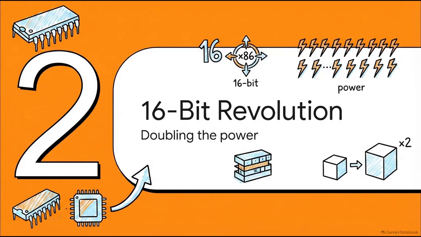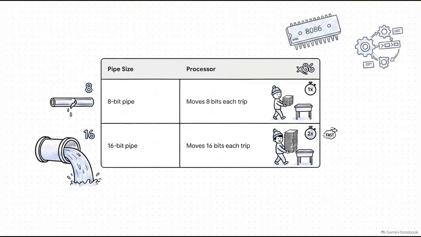Moving on to Section 2, the 16-bit revolution, doubling the power. We hear this term 16-bit thrown around constantly, right? But what does that actually mean for the computer's performance? It all comes down to throughput. Imagine data as water flowing through a pipe. An 8-bit processor has a pipe that moves 8 bits of data per trip. The 16-bit 8086 upgraded that to a much wider pipe, moving 16 bits at a time.